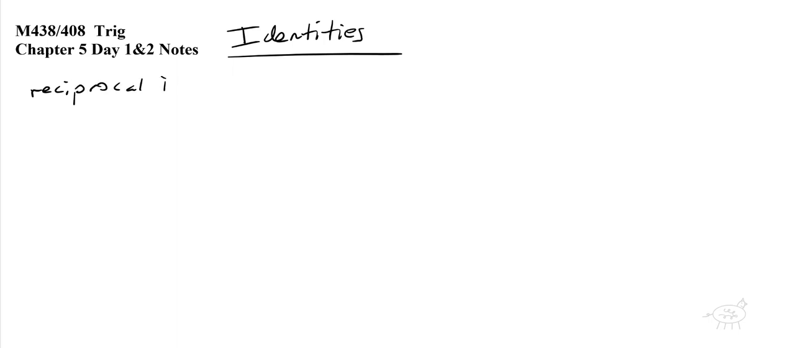All right, so our first topic here is basically identities. We're going to talk about a couple different identities that you guys already know, and then we're going to get some new ones, okay? The first identities that you already know are called reciprocal identities.